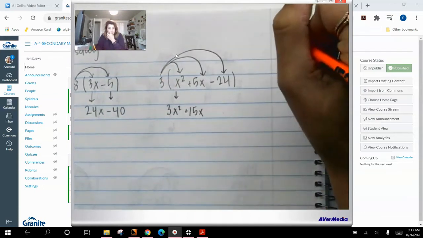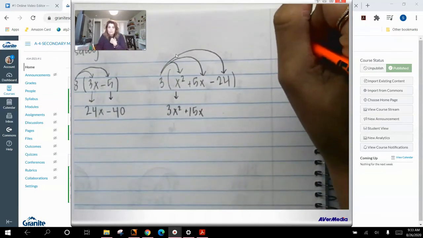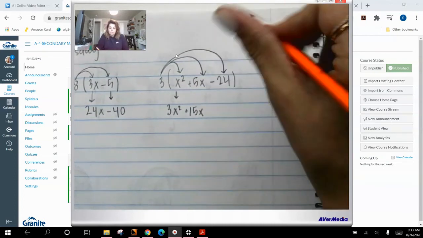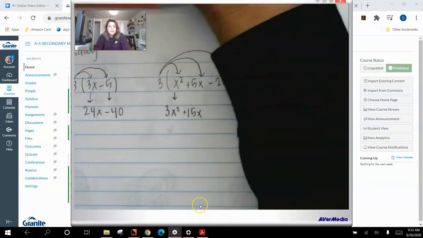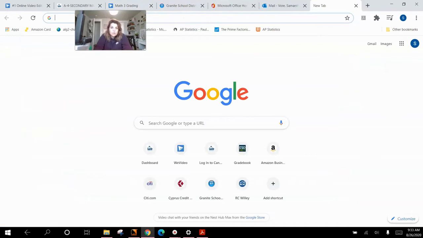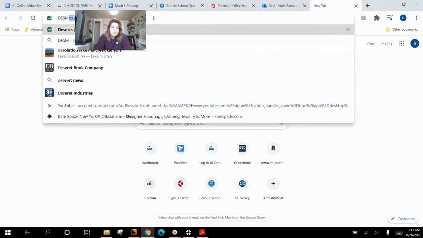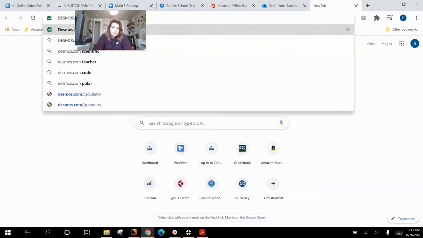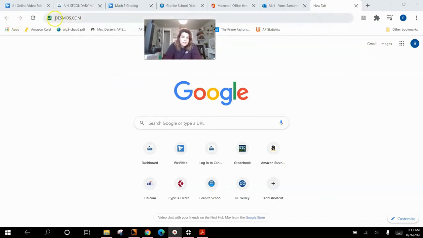And now this last one, I'm actually going to need to use a calculator to do 3 times -24. And I'm going to use Desmos. So I'm just going to go to my internet. I'm going to pull up a new window and I'm going to type in Desmos.com. So let me move my face out of the way.